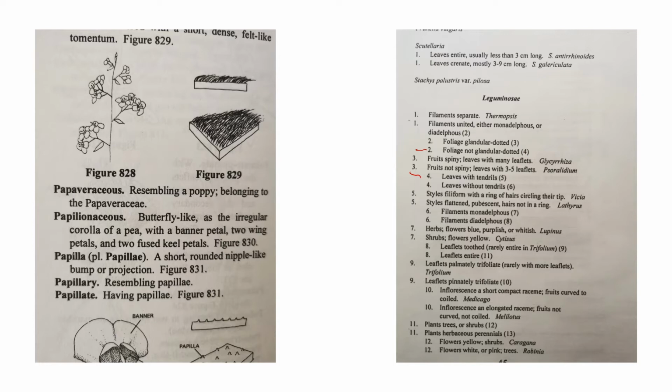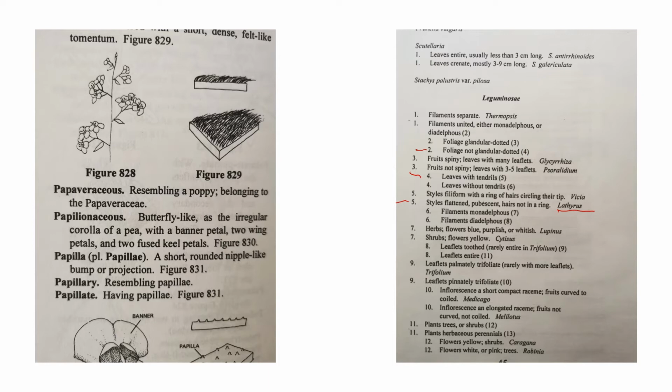Now, we didn't read what filiform means, but we did know that there was not hair circling the tip, but that the style was flattened with pubescent hairs not in a ring. Okay, now, so that tells us the genus here is Lathyrus, and we can move to Lathyrus.